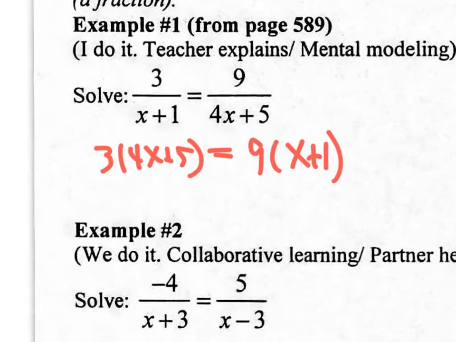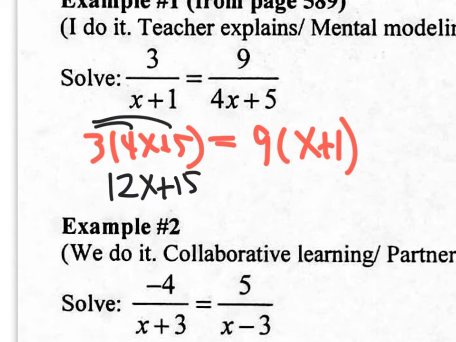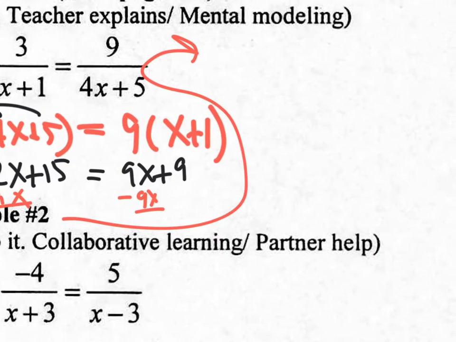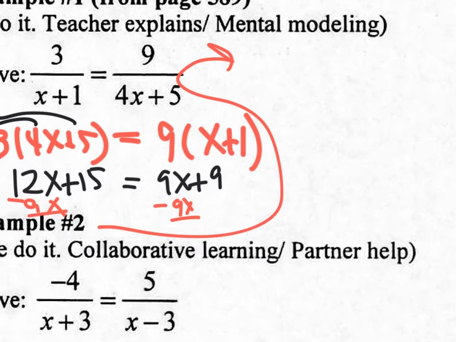And if you work it out correctly, you get 12x plus 15 on the left side, and you get 9x plus 9 on the right side. And if we keep solving, we're going to subtract 9x, subtract 9x, and I have run out of space, but let me move this up here. So we end up with a 3x plus 15 equals 9, and of course we're going to subtract 15.